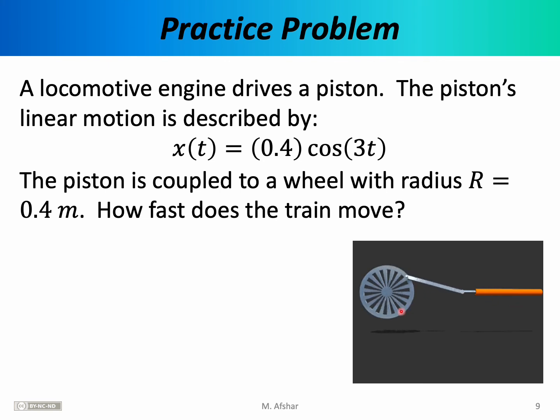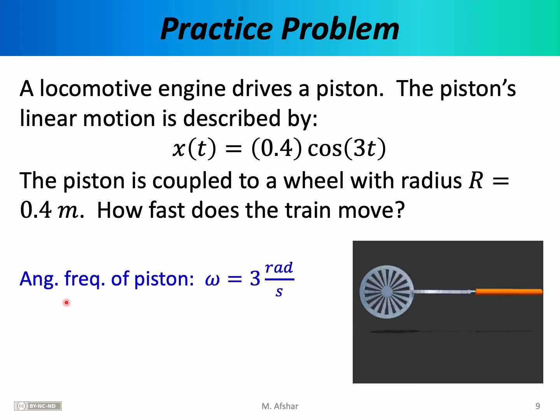This piston is connected to the wheel of a train, let's say, and this particular wheel has a radius of 0.4. So the simple harmonic motion of the piston drives the uniform circular motion of the wheel, and then of course the wheel will cause the train to move forward. I want to know how fast does the train move, what's the speed of the train in response to this uniform circular motion.